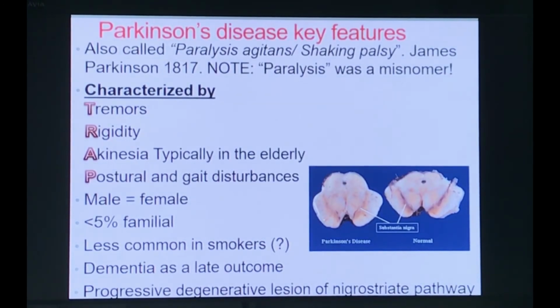It's also called paralysis agitans or shaking palsy. Usually paralysis is a misnomer, because the patient won't have a complete loss of movement, because the corticospinal tract, the pyramidal system, is normal, but the extrapyramidal system, that is the basal ganglia, is affected. So the characteristic features are tremors. So here you see resting tremors. If you see in a cerebellar lesion, the patient will have intention tremors.